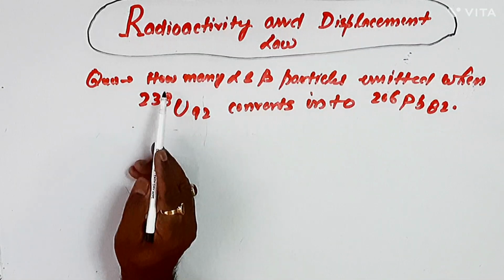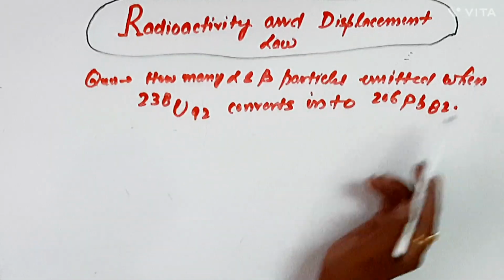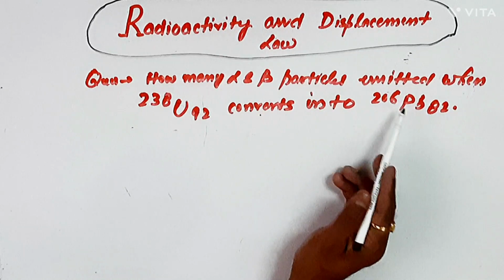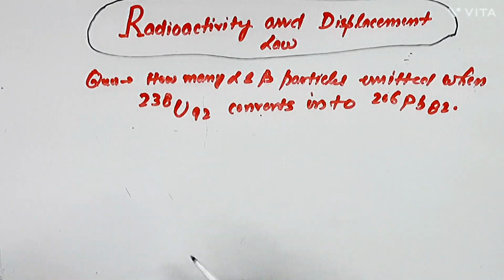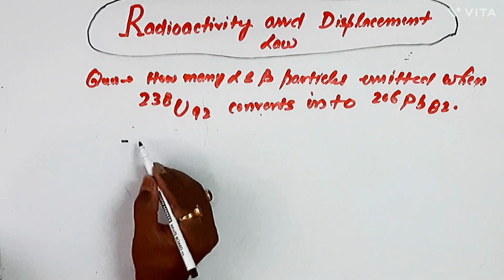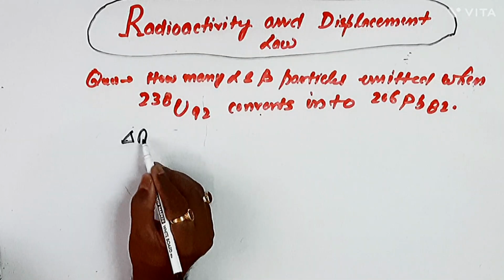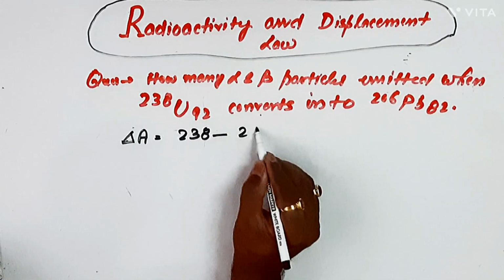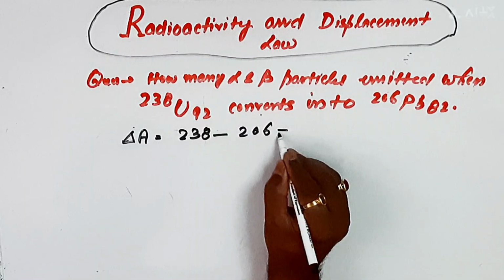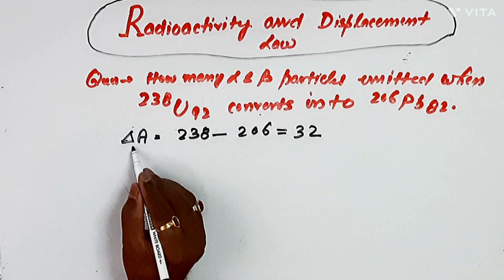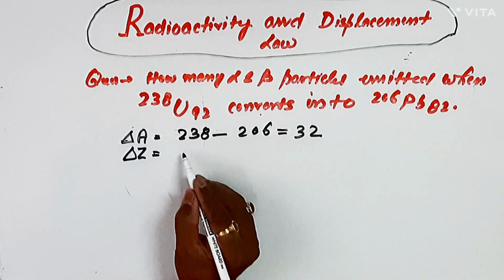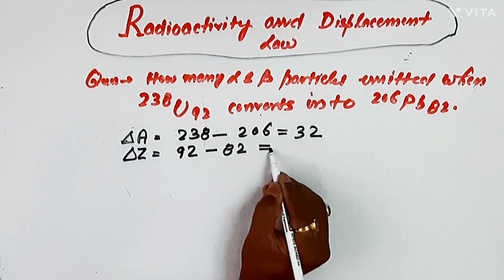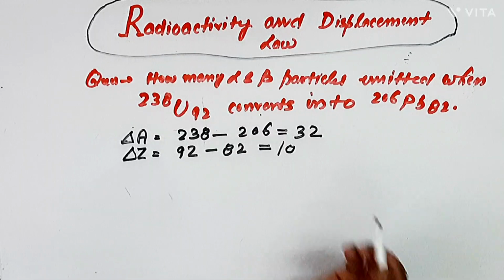Let us solve one example on radioactivity displacement law. Here is the question: how many alpha and beta particles are emitted when uranium-238 (atomic number 92) converts into lead-206 (atomic number 82)? So here you see the change in mass number will be 238 minus 206, and that is equal to 32. Change in atomic number is equal to 92 minus 82, which is equal to 10.